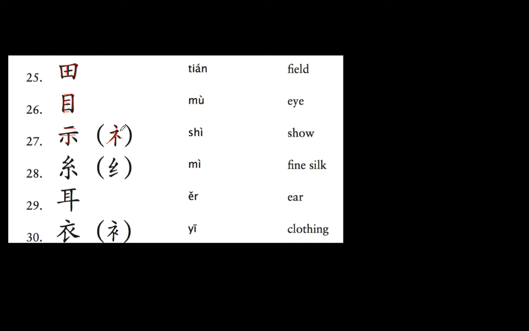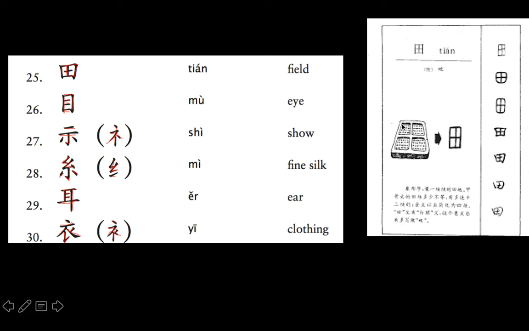meaning and the same pronunciation. Those 是 and 一 are very similar, right? This has only one drop, 1 点, and this has 2 点. 田: farms, farmland, fields. It's actually just like a field, right?